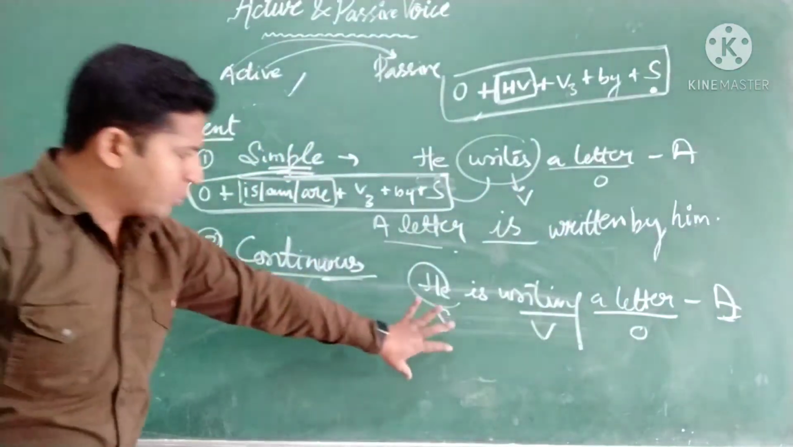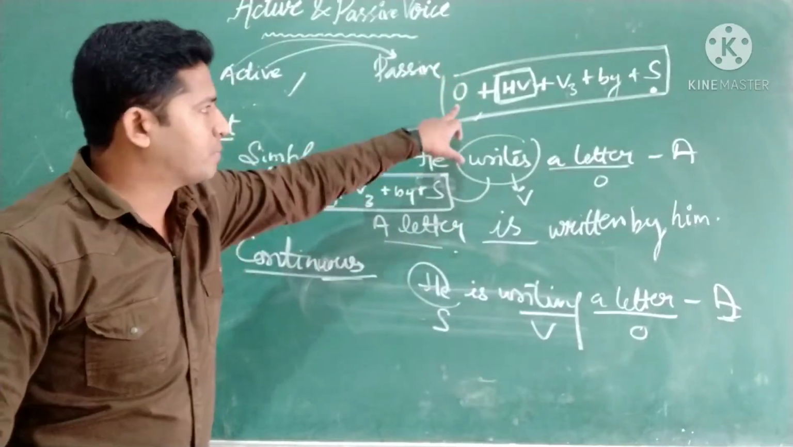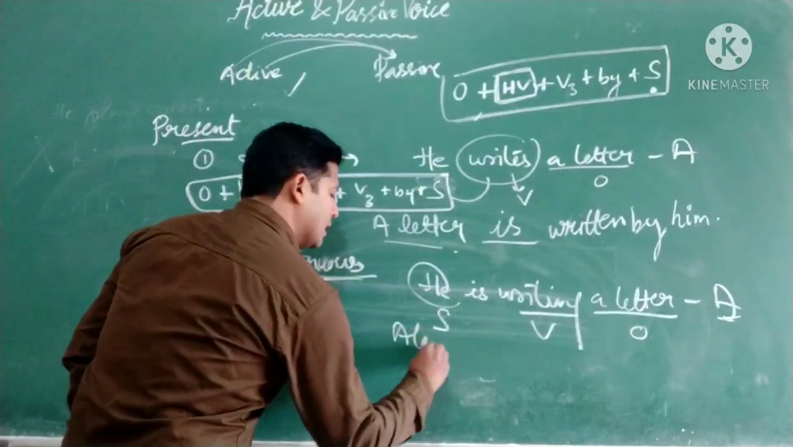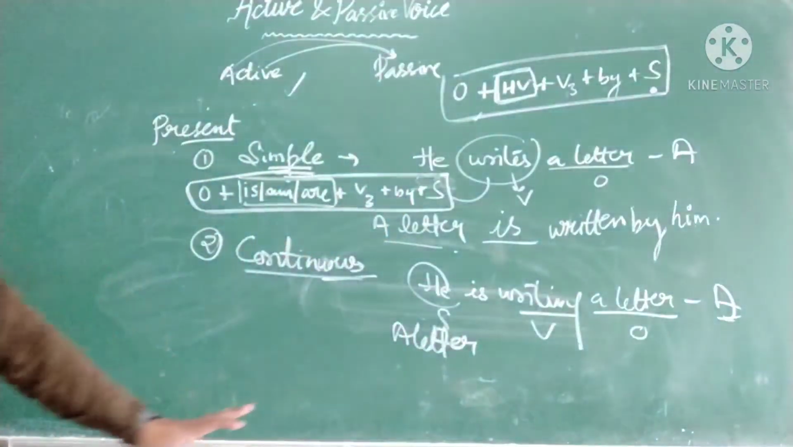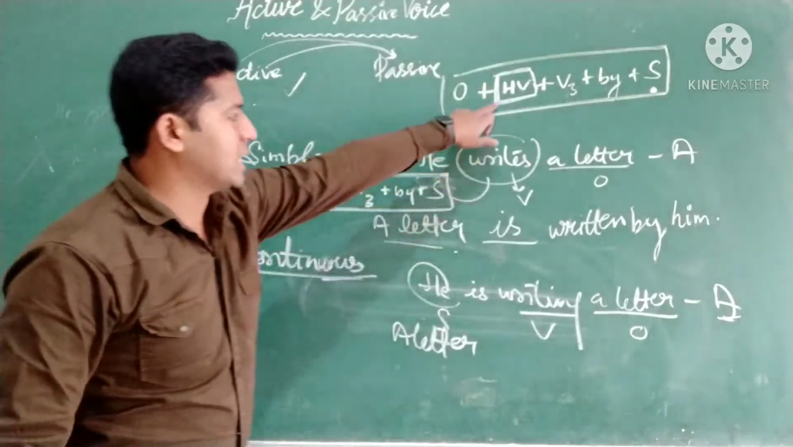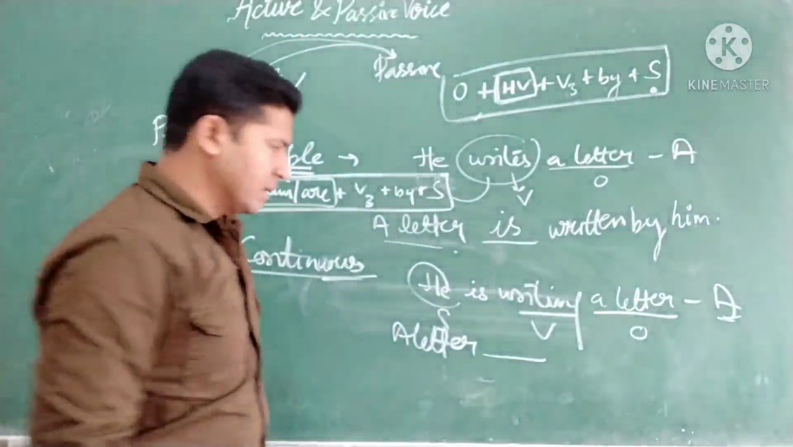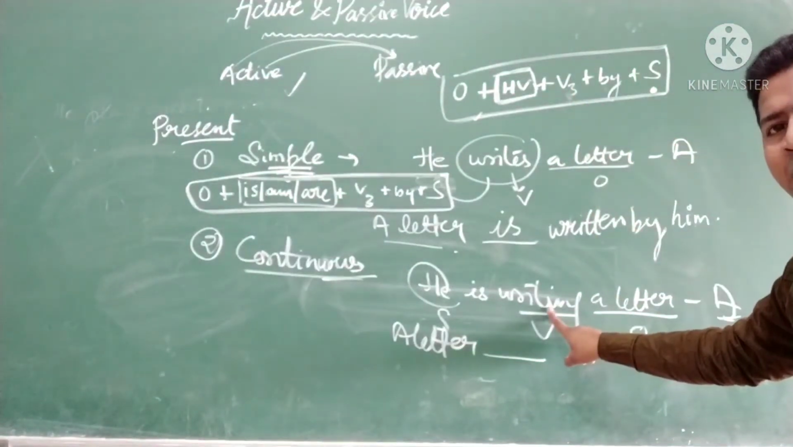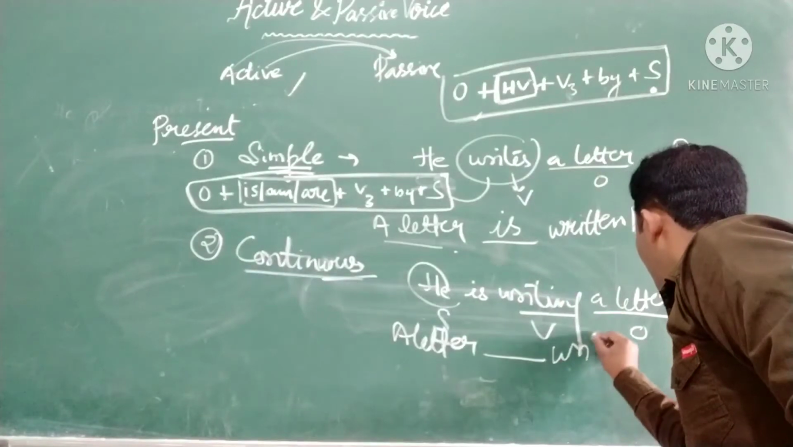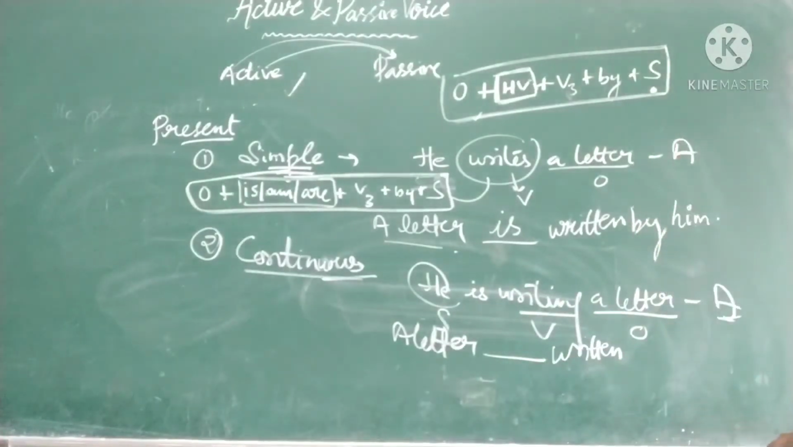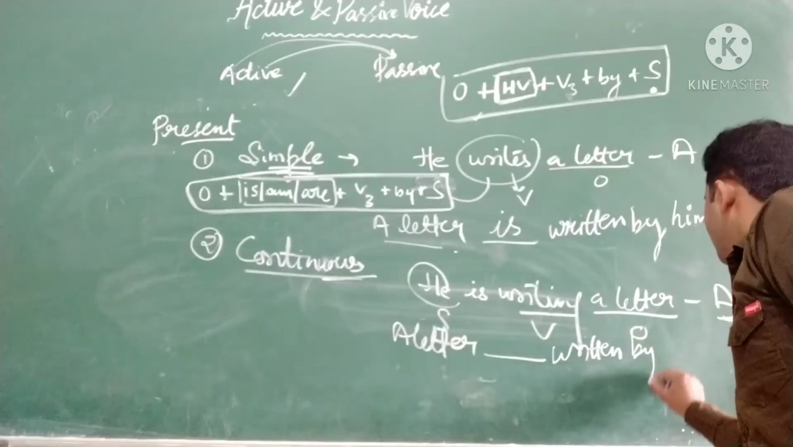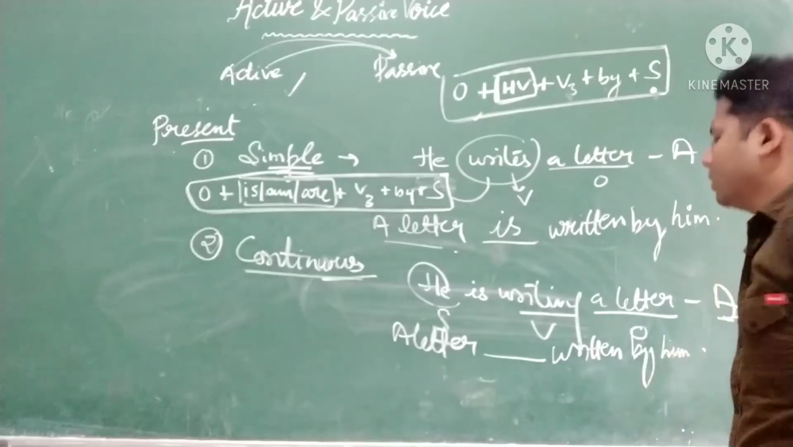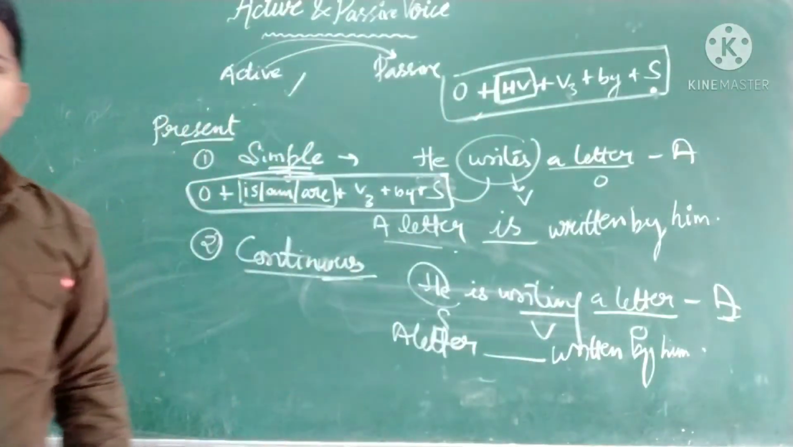You found out? Put this same thing in the formula. Object comes first. You have to interchange the position of subject and object. Object will come first. It will become a letter. Simple it is. A letter. Then comes helping verb. Leave a space here. Then comes verb third form. Verb third form means, what is the third form of writing? Written, W-R-I-T-T-E-N. Then comes by. Then comes subject. Subject was he. When it will be used here, he will become him. So it's very simple. A letter, dash, written by him.